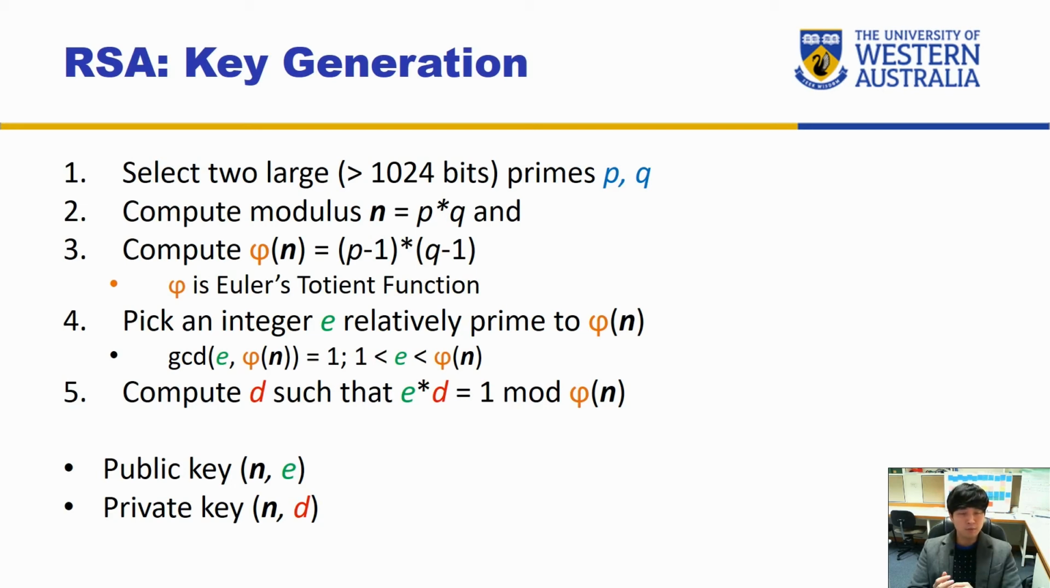Probably should put them the other way around, e, n and d, n, like the example. But nevertheless, those are the 3 numbers you need to construct the public and private key pairs. So the steps are hopefully quite straightforward. So let's have a look.